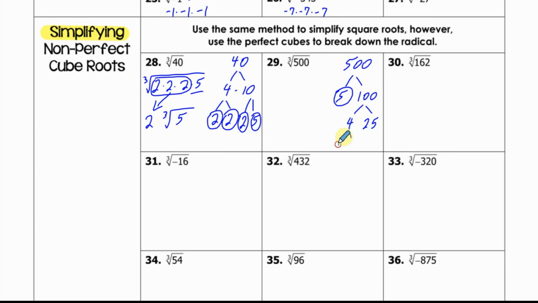All right. 4, 2 times 2. Can't go anymore with the 2's. 25, 5 times 5. And I'm done there. So I have the 5 up here. It's real easy just to take this and put it in there. Make sure you take everything. So now we have the cube root of, so I've got 2 2's. And I have 1, 2, 3 5's.